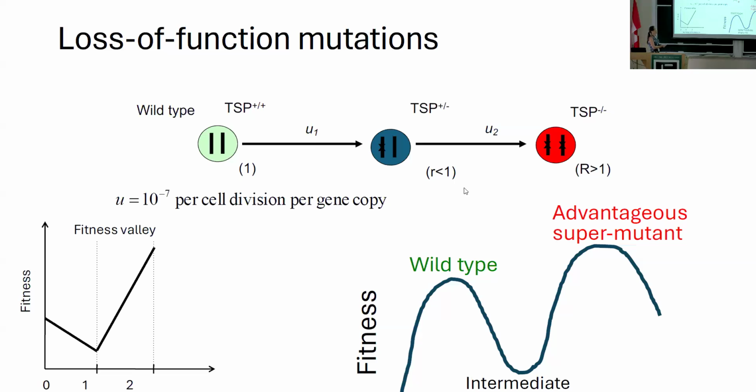It's usually, I assume, 10 to the minus 7 per cell division per gene. Another parameter is this, and this is important. This is the fitness parameter that characterizes the intermediate cells. So if we plot fitness as a function of the number of mutations, we start from the fitness of the wild type here, and there could be a slight decrease in fitness, and then the fitness of the super mutant is much larger. This is kind of when bad things start happening. So this is a fitness landscape from wild type to advantageous super mutants.